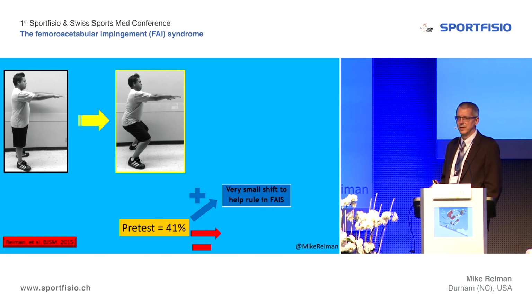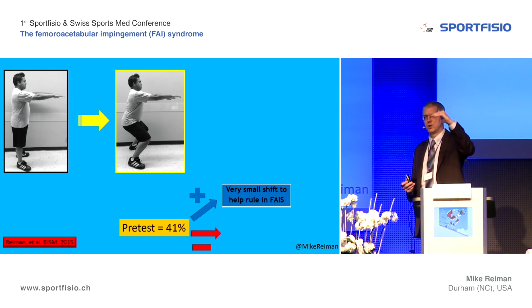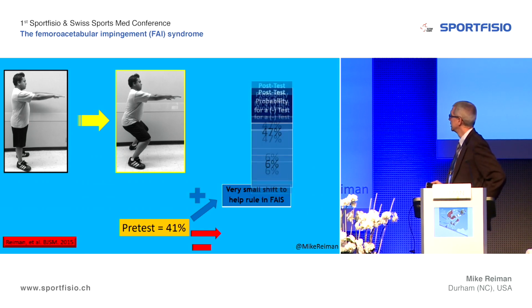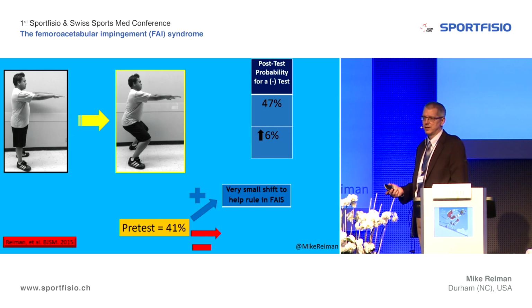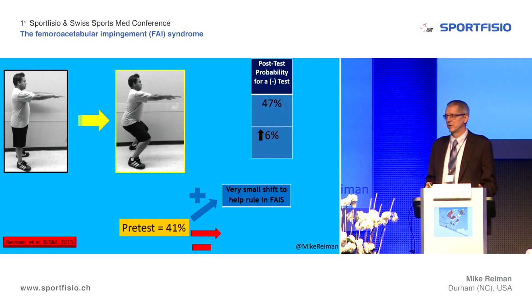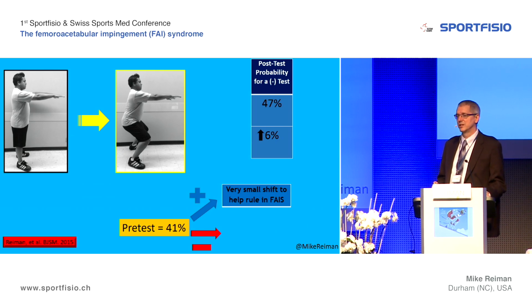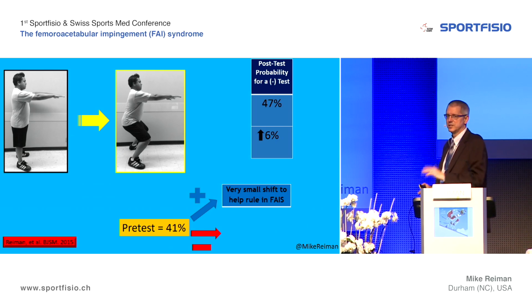Okay, so it's still, if you're familiar with likelihood ratios, you go from very small to moderate to large. So essentially you want them to get larger. And if you look at how much it changed, if I did the test, they had pain with the squat, that increased my probability of them having the condition from 41% to 47%. It only improved 6%. What about a negative test?